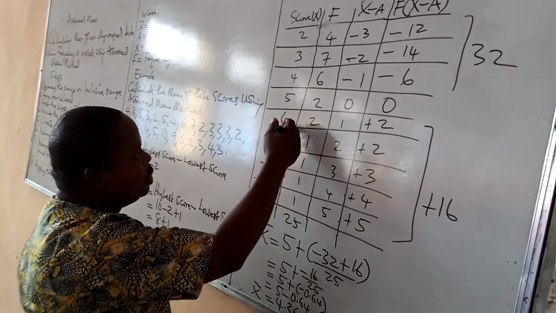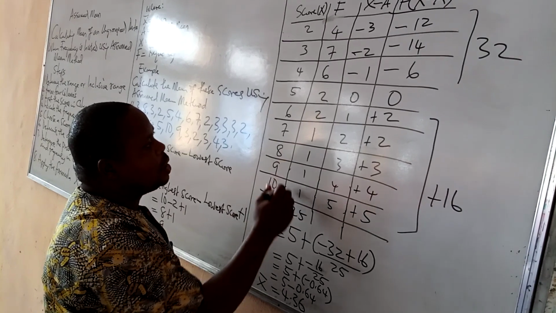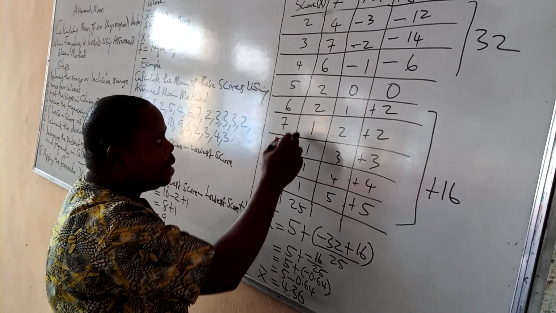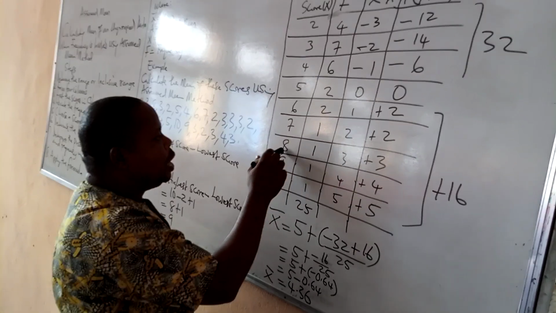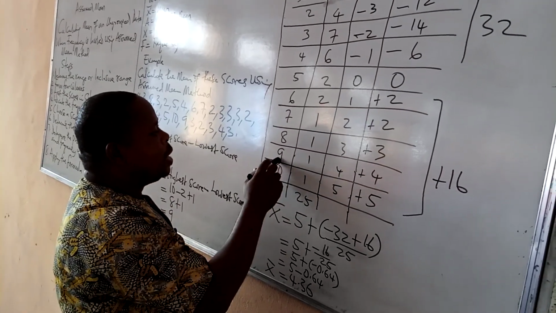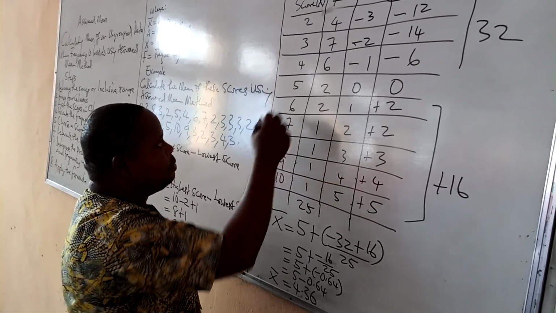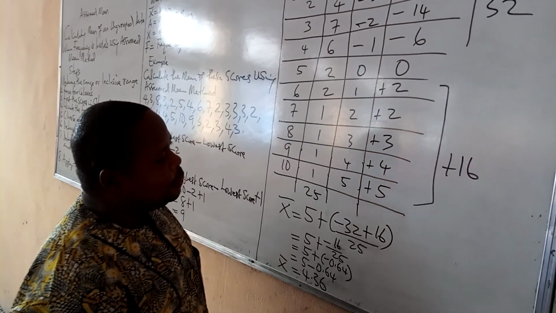And then you come to the other side. 6 minus 5 gives plus 1. 7 minus 5 gives 2. 8 minus 5 gives plus 3. 9 minus 5 gives plus 4. And then 10 minus 5 gives plus 5.